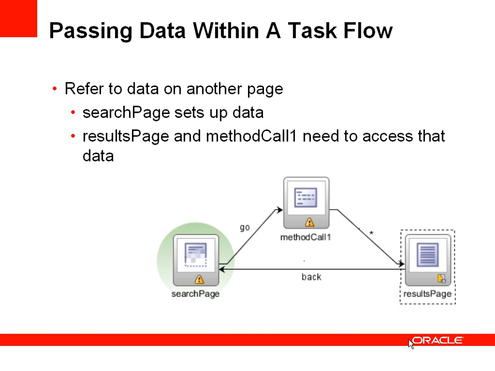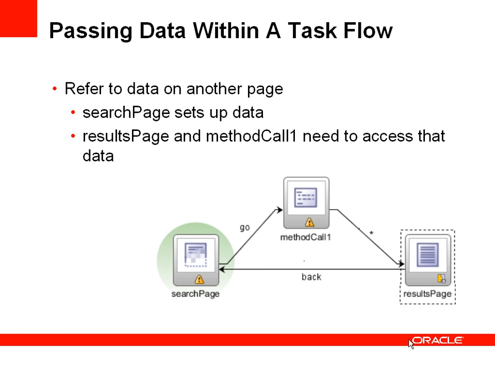So let's consider this example that you have a task flow with a number of task flow activities and you want to pass data between those task flow activities. For example, we've got a case here, we have a search page and that search page sets up some data. That data we want to be able to access from both a method call and we may also want to access that same data from a results page.